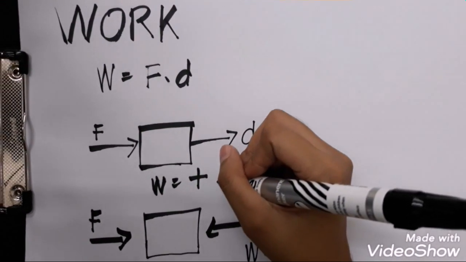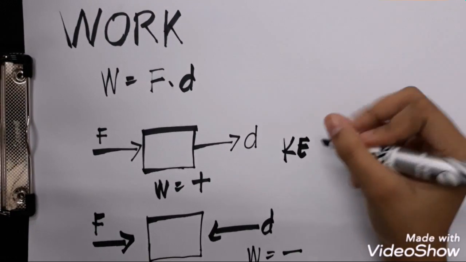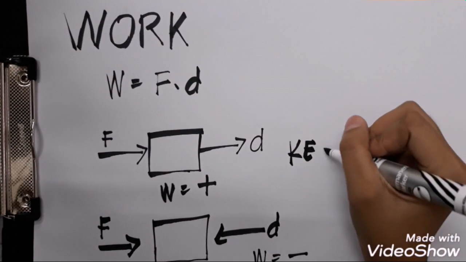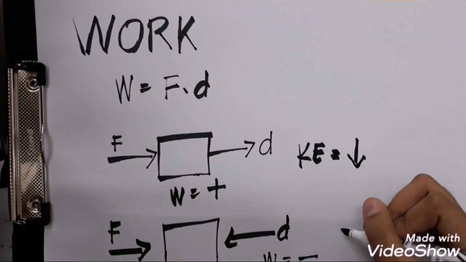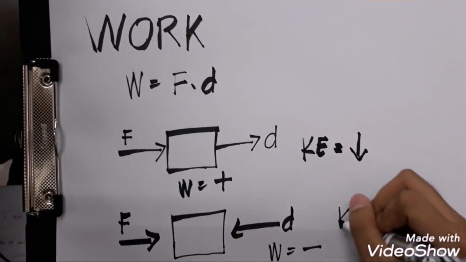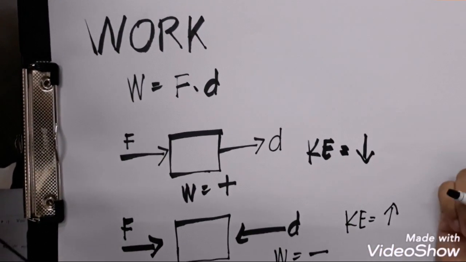So if work is positive, the kinetic energy increases and the object speeds up. And if the work is negative, the kinetic energy decreases and the object slows down.